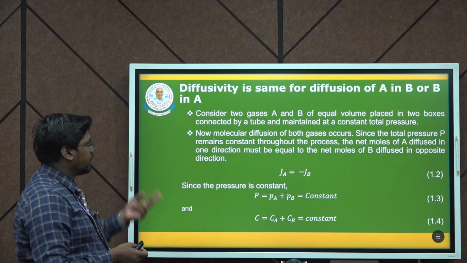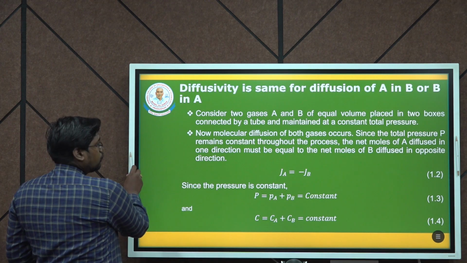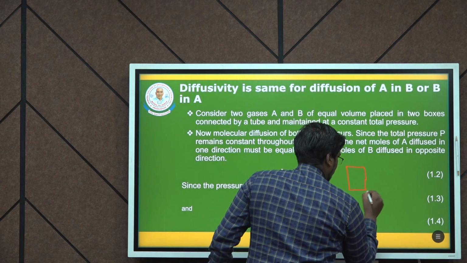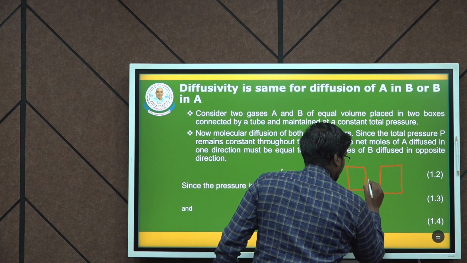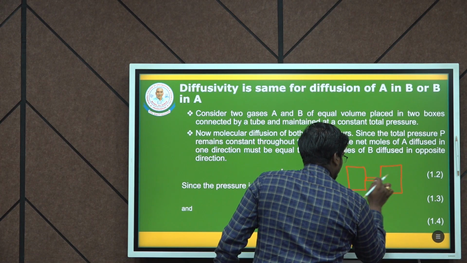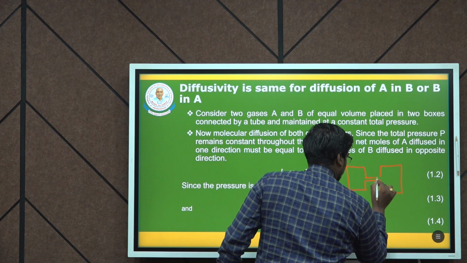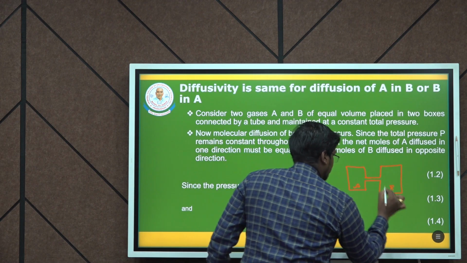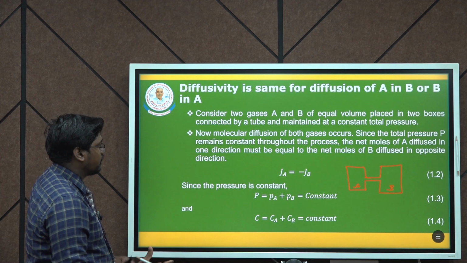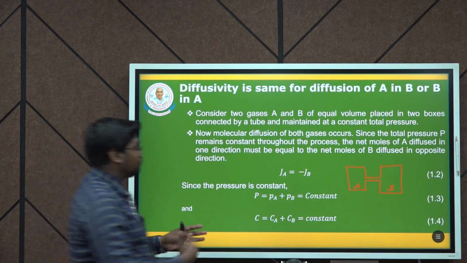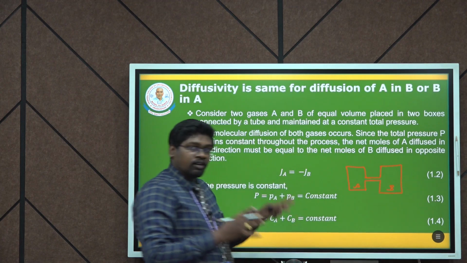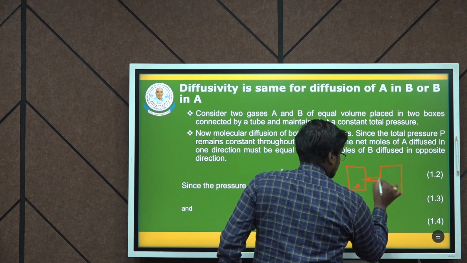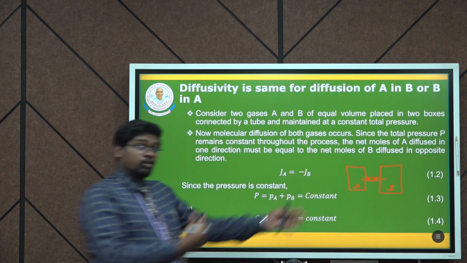Consider two gases A and B of equal volume, both are placed in two boxes connected by a tube. So assume there are two boxes and these two boxes are connected by a tube. So that will have a narrow opening. So this consists of gas A and this consists of gas B. So both the containers are maintained at a constant pressure and the net moles of A diffused in one direction. So due to the pressure being maintained constant, the moles of A that is diffusing in this direction is equal to the moles of B that is diffusing in that direction.